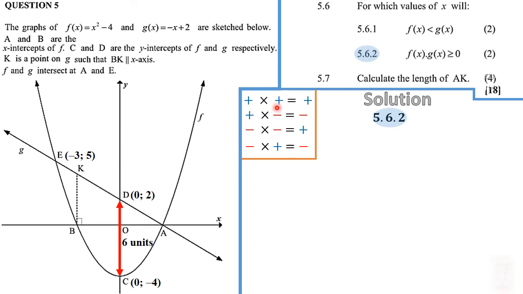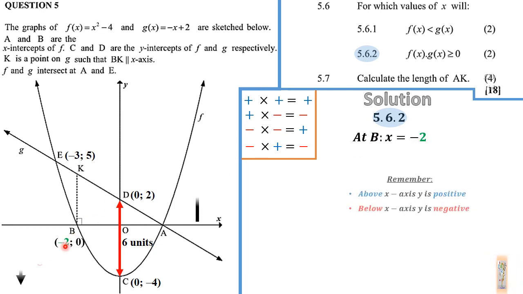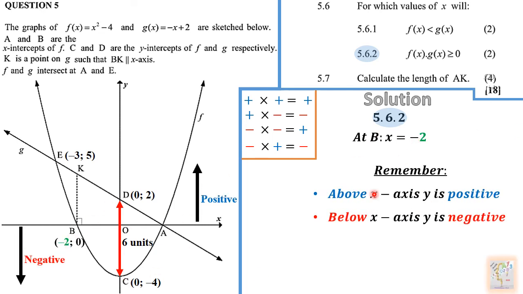But what do I mean by both positive and by both negative? Okay, I'll explain that. But let's look at this. At B, we know x is equal to minus 2. Remember, any value above the x-axis, any value of y, f of x represents y. So this is y for the parabola, and g of x is y for the straight line.